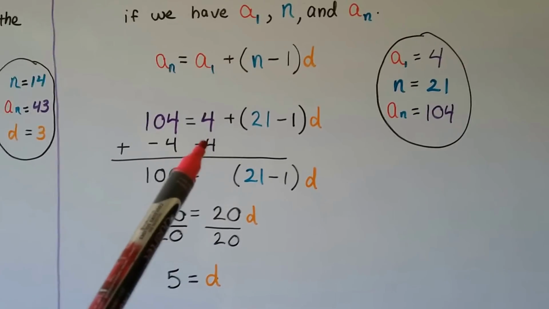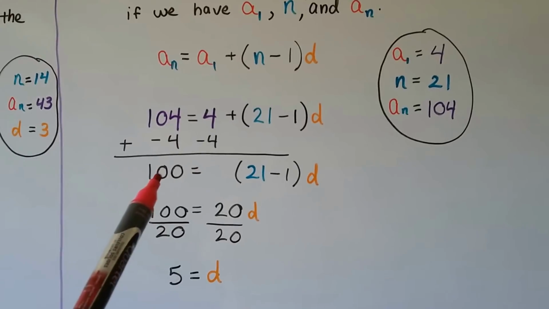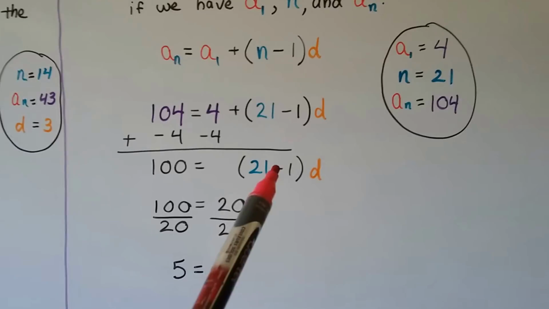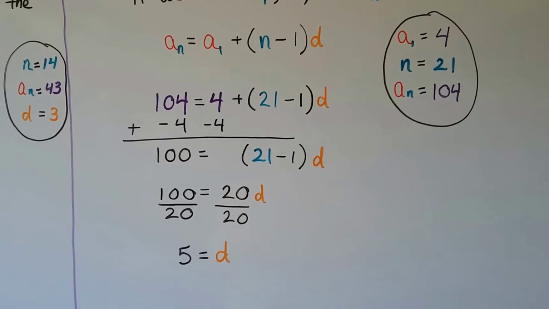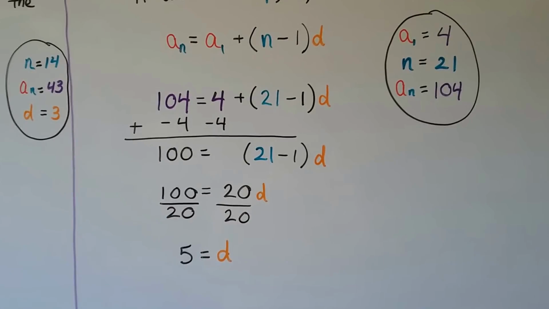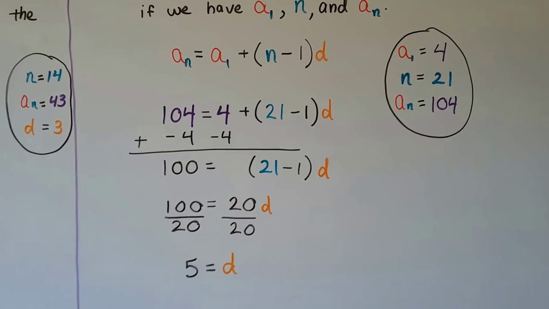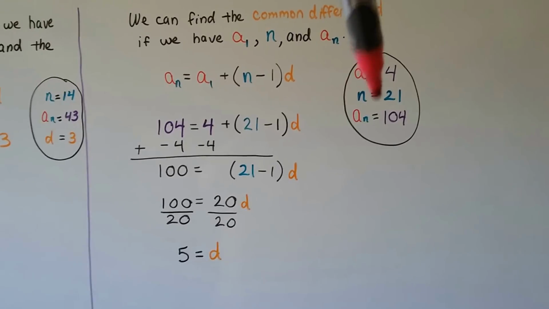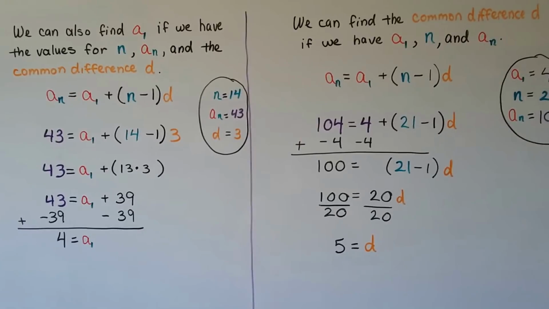We can get rid of this 4 by subtracting it, adding a negative to both sides. That'll give us a straight 100 on this side, and it'll be equal to 21 minus 1 times d. This is 20, isn't it? So it's 20d. Divide both sides of the equal sign by 20. That gives us 5 for our d. So we know the common difference is 5, see? So we found it because we had these other 3. We found a sub 1 because we had the other 3, see?